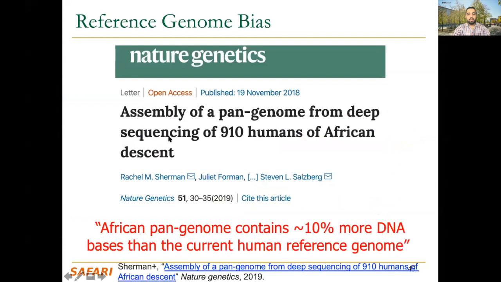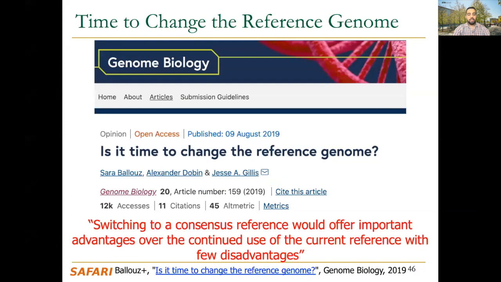Okay. If you're interested in this, you can read this paper. They found that Africans have 10% more DNA than the rest of the world, than Europeans, for example. And that showed the importance of not having a single reference genome for the world, but rather that we need population-specific reference genomes. And you'll see a lot of work saying that it's time to change the reference genome.